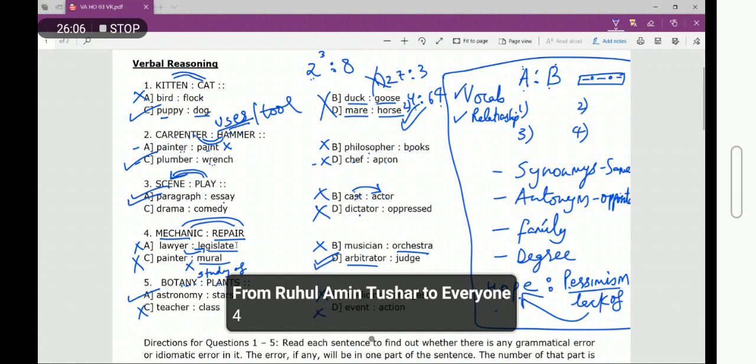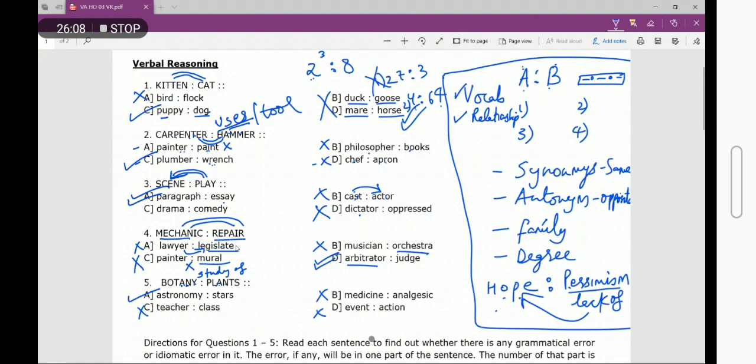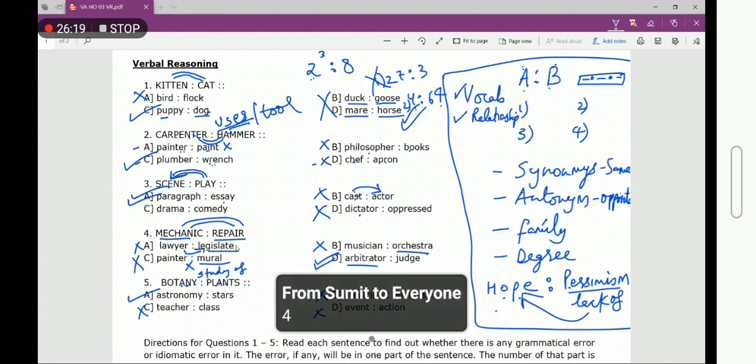Somebody is saying, sir, please explain the three questions again. So I am saying scene and play. See, a play is what, guys? Like, let's say a drama. A play is a scene, let's say you want to enact a play in which there are many actors doing some acting. That is a play, correct?